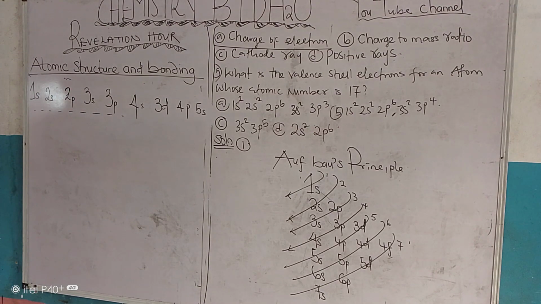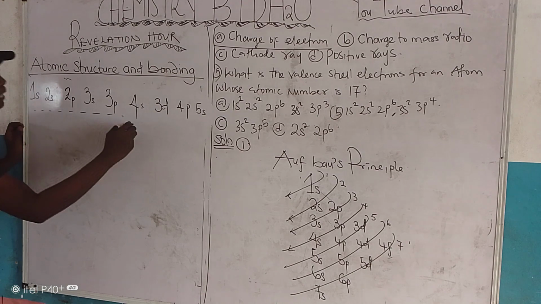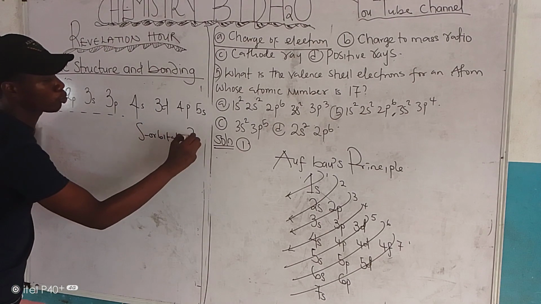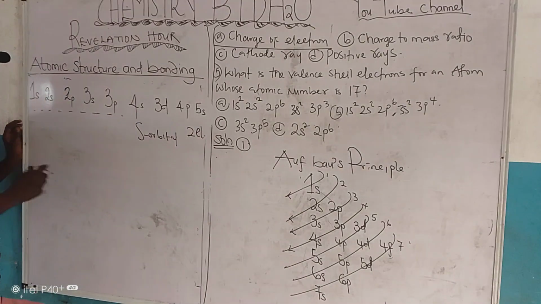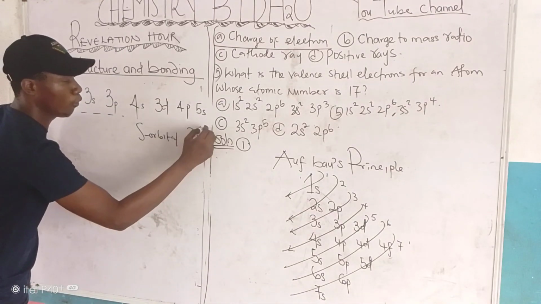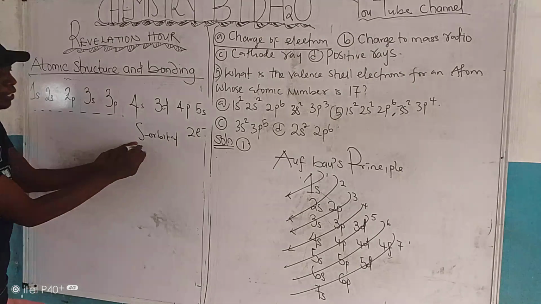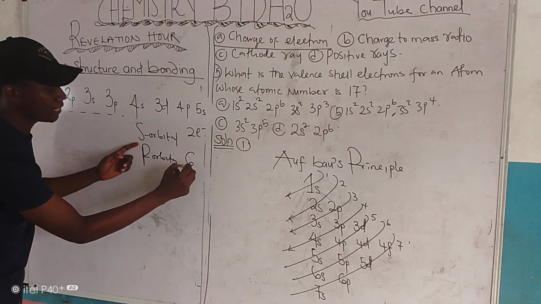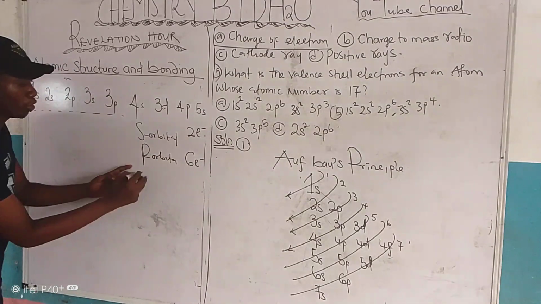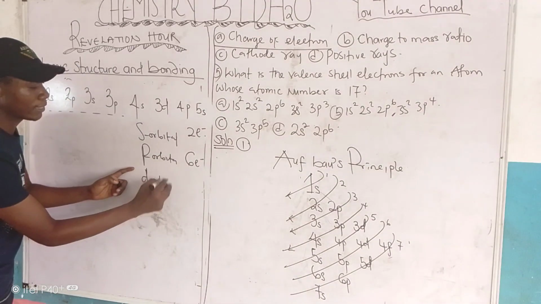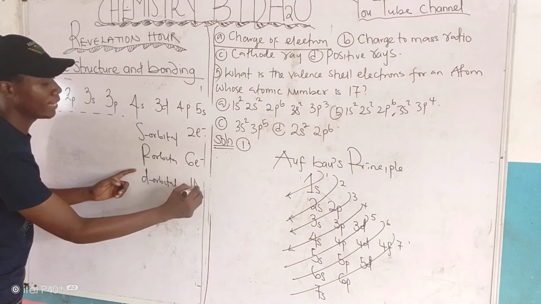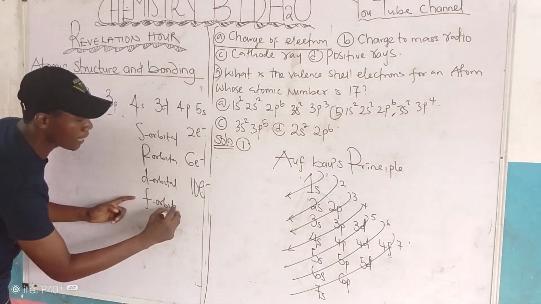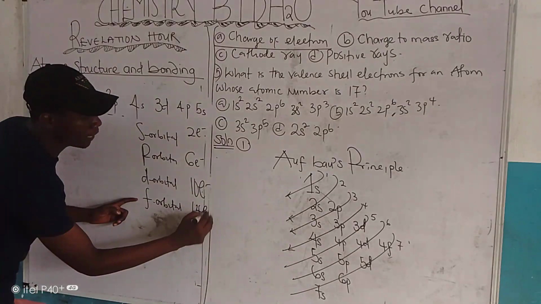Now I want you to know that the s orbital can take a maximum of 2 electrons. Take note of that. It can take a maximum of 2 electrons. Your p orbital can take a maximum of 6 electrons. Your d orbital can take a maximum of 10 electrons. And your f orbital can take a maximum of 14 electrons.